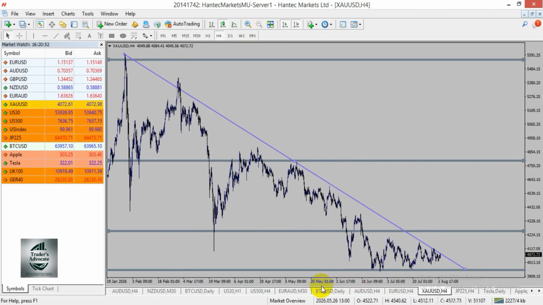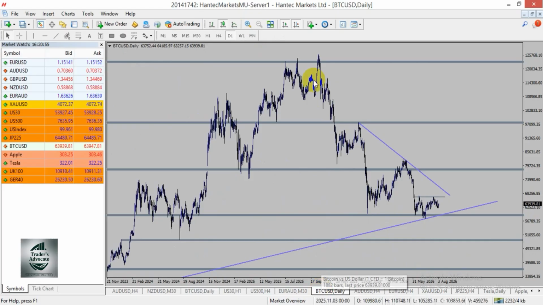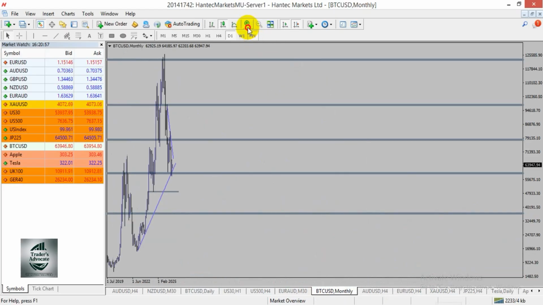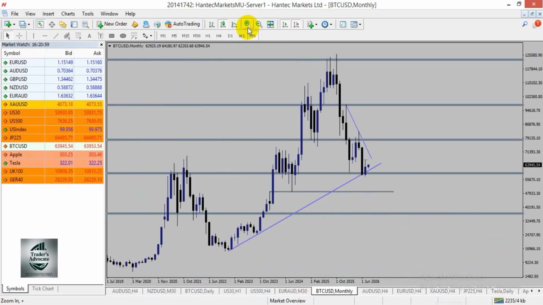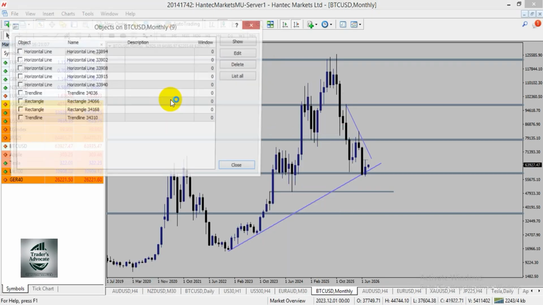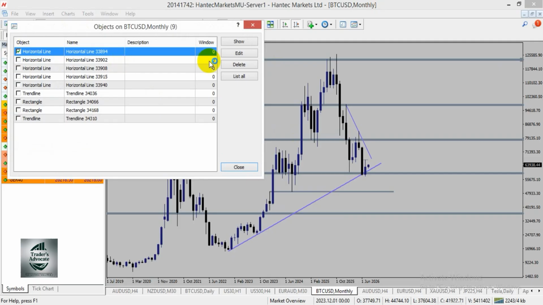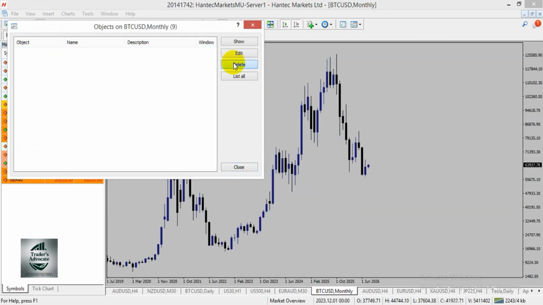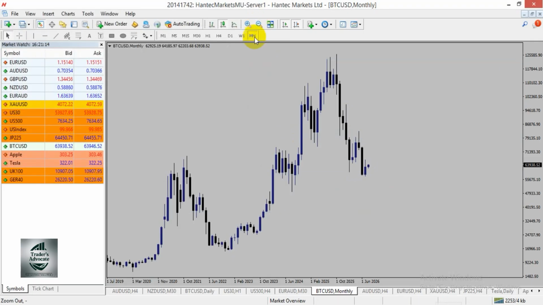So let's leave gold. Let's look at BTC. BTC is in a state of I don't know if I want to go up, I don't know if I want to go down. All right, so I'm going to clean all my drawings so we have a naked chart for BTC. You can actually see BTC is in a downtrend. Key levels drawn.